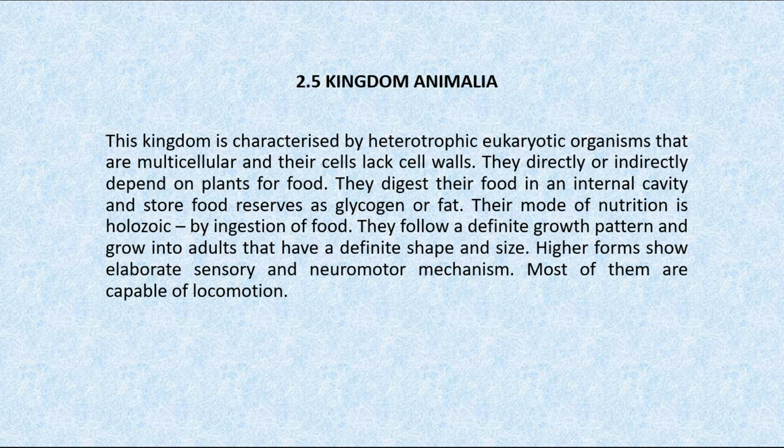Kingdom Animalia. This kingdom is characterized by heterotrophic eukaryotic organisms that are multicellular and their cells lack cell walls. They directly or indirectly depend on plants for food. They digest their food in an internal cavity and store food reserves as glycogen or fat. Their mode of nutrition is holozoic, by ingestion of food. They follow a definite growth pattern and grow into adults that have a definite shape and size. Higher forms show elaborate sensory and neuromotor mechanism. Most of them are capable of locomotion.